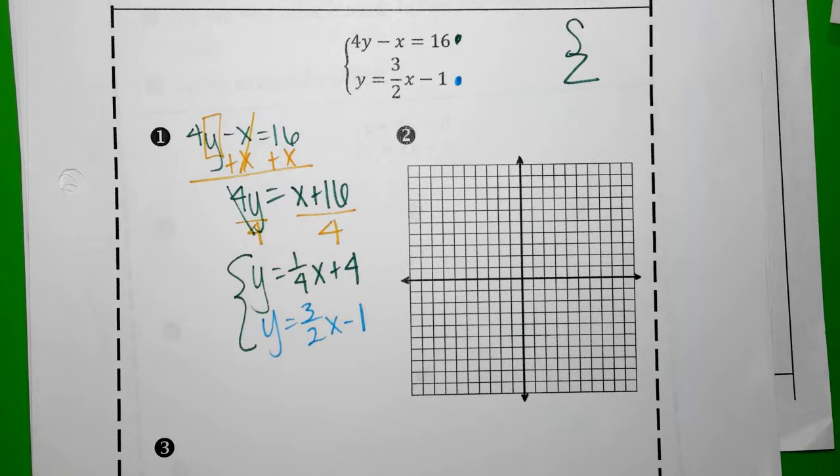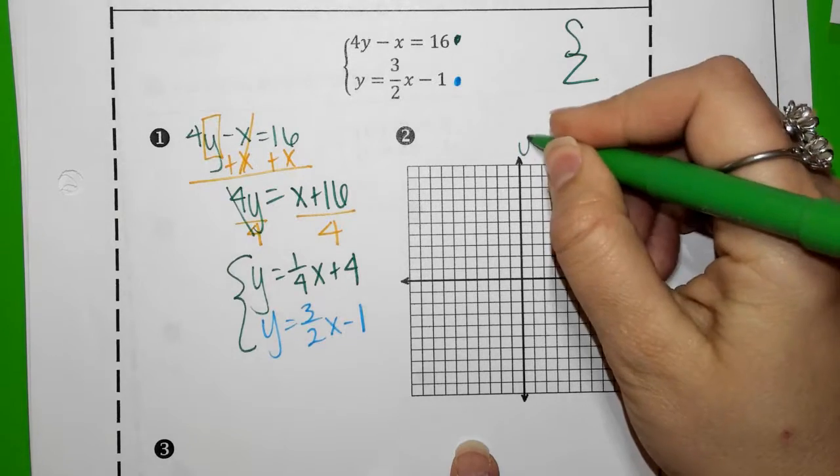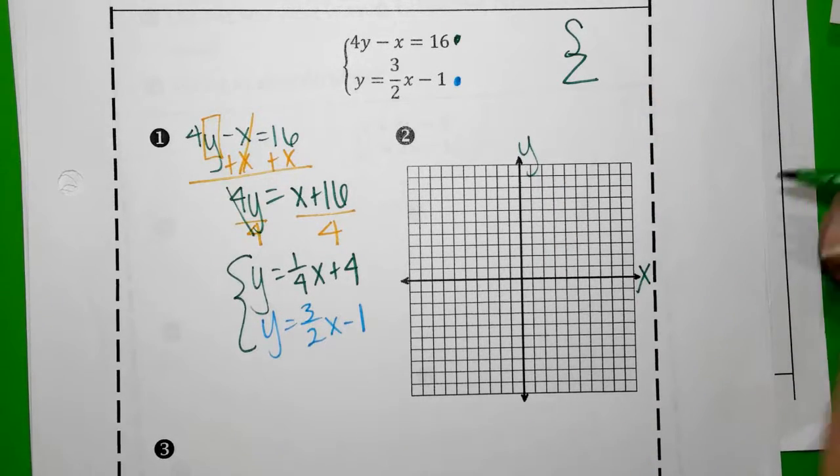All right, our first one. How would we graph it? Go on the y-axis. Start with your y-intercept first. That's the point.